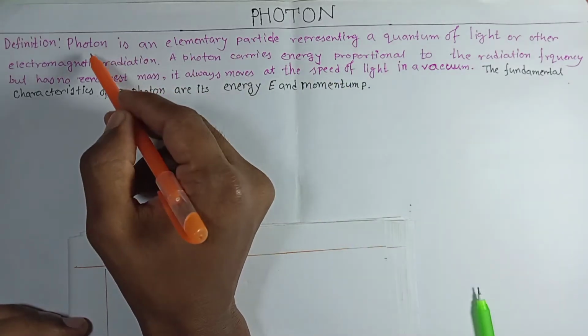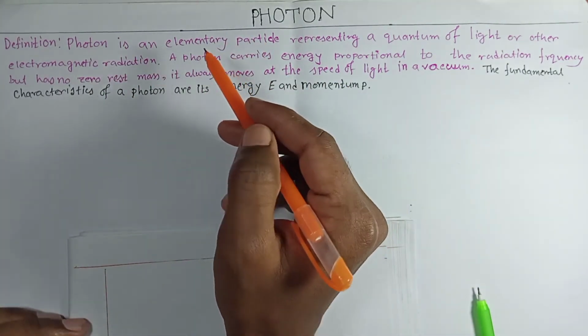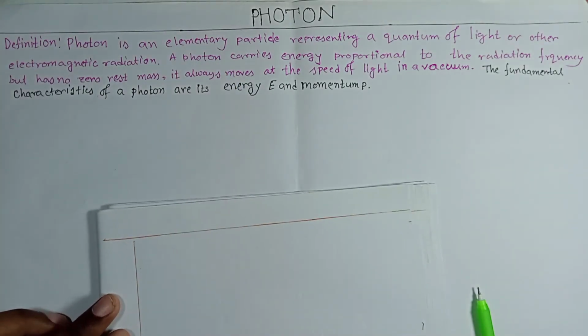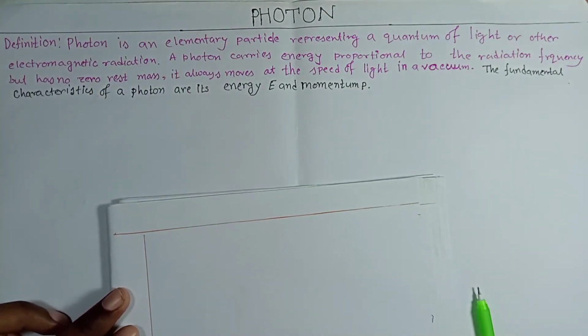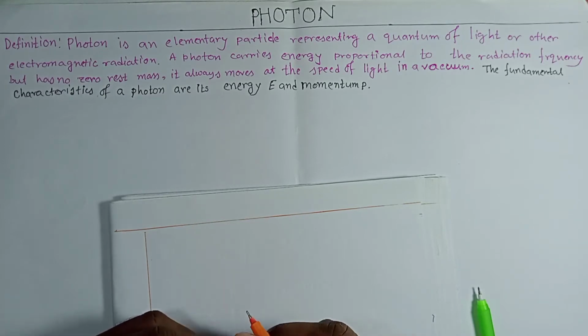Here we say photon is an elementary particle. What is called an elementary particle? We know from particle physics that an elementary particle or fundamental particle is a subatomic particle with no substructure, thus not composed of other particles.